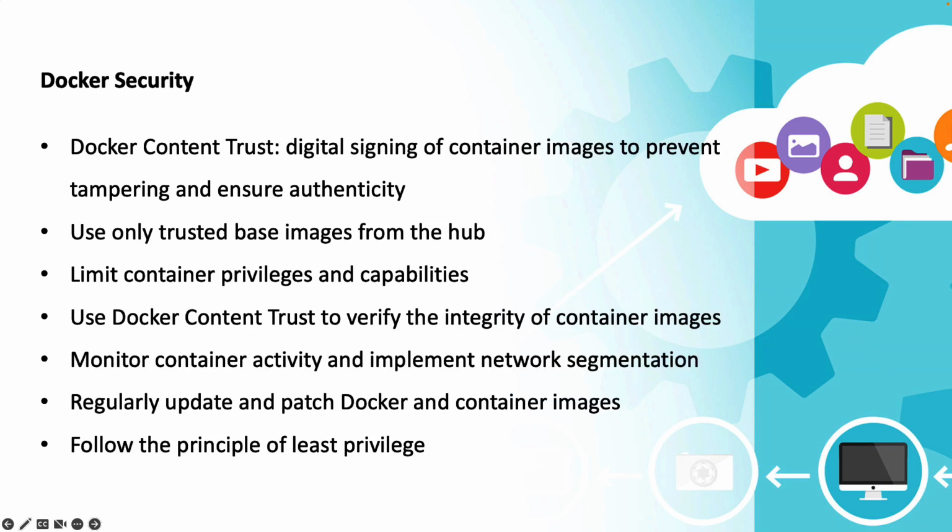Here are some security guidelines. Use Content Trust to check the digital signing of containers to prevent tampering and ensure authenticity. Use only trusted images from Docker Hub. You can as well limit container privileges and capabilities, as well as monitor containers' activity and implement network segmentation. Always check and update the Docker containers and images and follow the principle of least privilege.